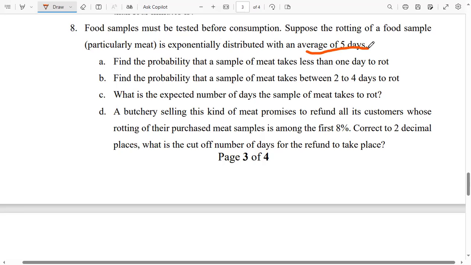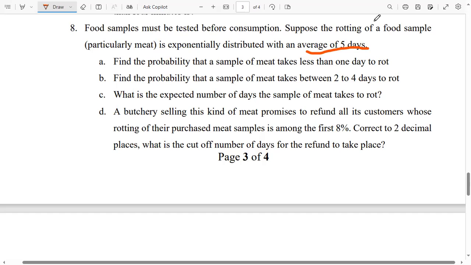C, they're saying what is the expected number of days, so that's just the mean. And then D, a butcher selling this kind of meat promises to refund all its customers whose rating of their purchased meat samples is among the first 8%. Correct to 2 decimal places. What is the cutoff number of days for the refund to take place?